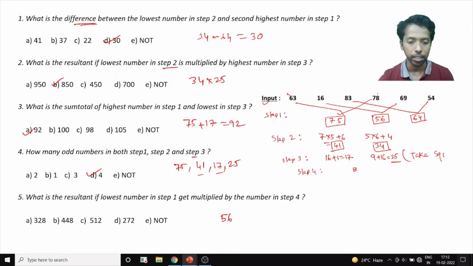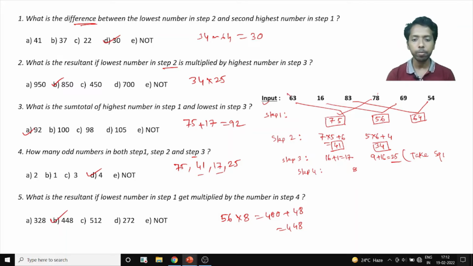Okay. What is the resultant if the lowest number in step 1, that is 56, just write it, gets multiplied by the number in step 4, that is 8? So 400 plus 48, that is 448. So option B is the correct one. Right? So we are done with all the 5 questions here.